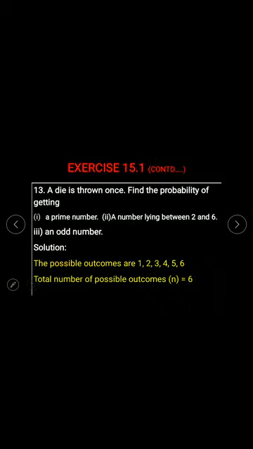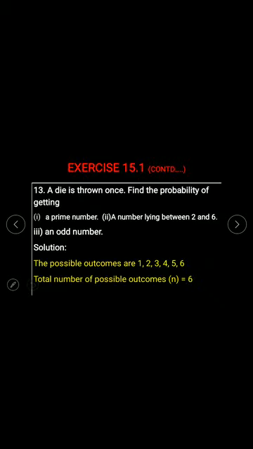Then what is the next one? Probability of a number lying between 2 and 6. Which are the numbers lying between 2 and 6? That means after 2 and before 6. The numbers lying between 2 and 6 are 3, 4 and 5. How many are there? Yes, 3 are there. So the number of favorable outcomes will be 3. Write the formula and do it.